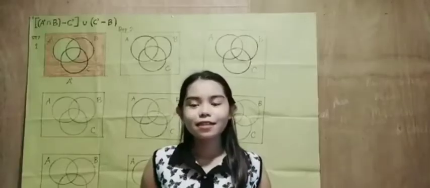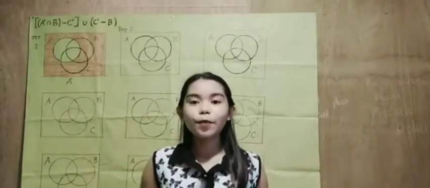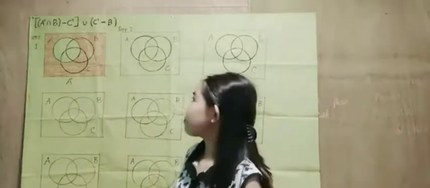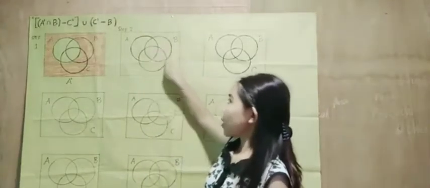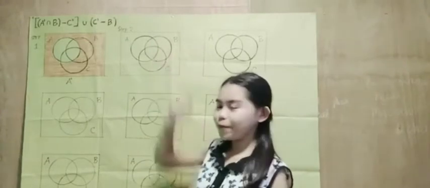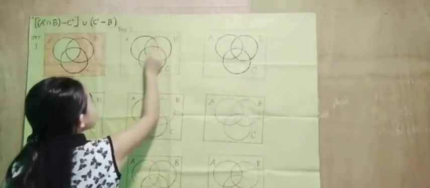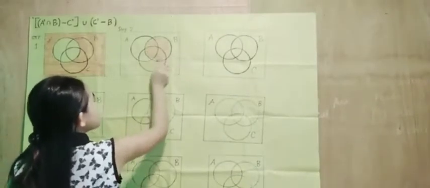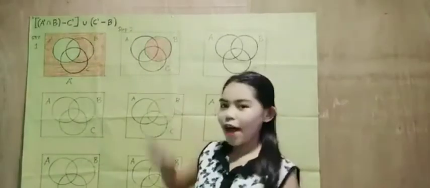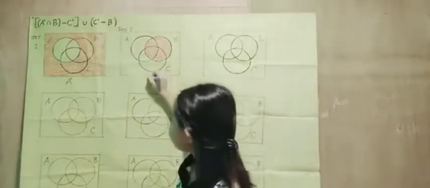For our second step, we're going to find B. So B is all of the sets that we can see in letter B. So this is our B. So we should shade everything here. So this is our B, the shaded area.